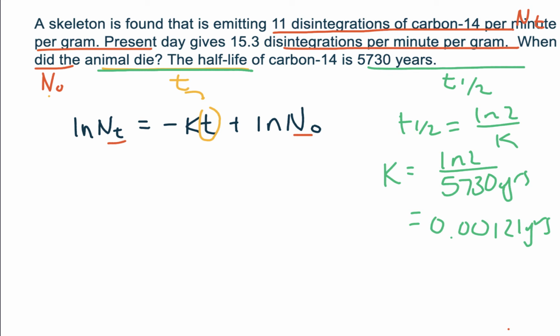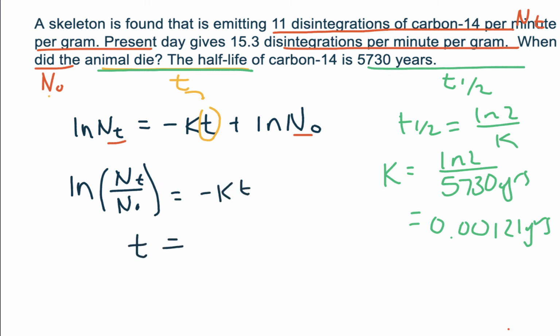Okay, then you can plug all those variables right into the equation as it is. I find it easier to rearrange the equation first for the variable that we want to solve for. So we can rearrange this by putting the natural logs together, negative kt, and then I'm going to switch the sides, and I'm going to divide both sides by negative k.